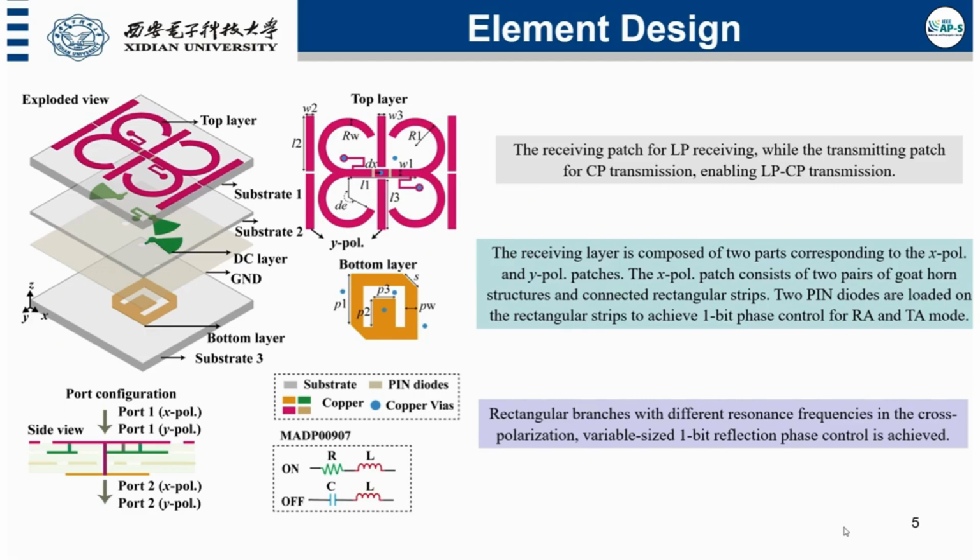Our metasurface features a receiving patch for linear polarization and a transmitting patch for circular polarization, enabling LP-to-CP transmission. The receiving layer is divided into two parts for X-pole and Y-pole patches. We've integrated PIN diodes on the X-pole to achieve 1-bit phase control for reflection and transmission modes. We've achieved variable-sized 1-bit reflection phase control by introducing rectangular branches in the Y-pole.